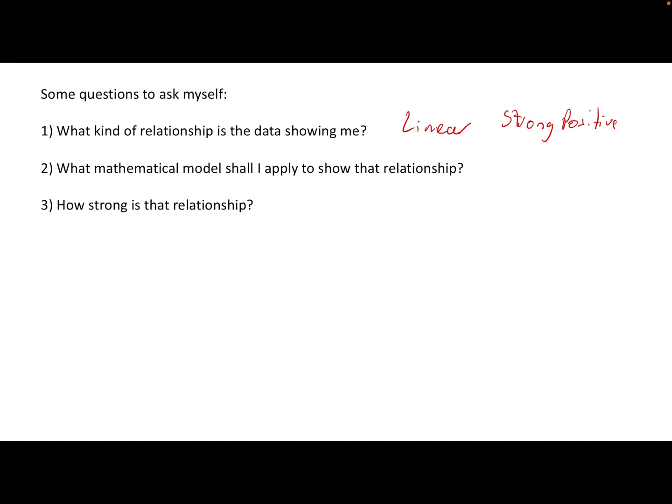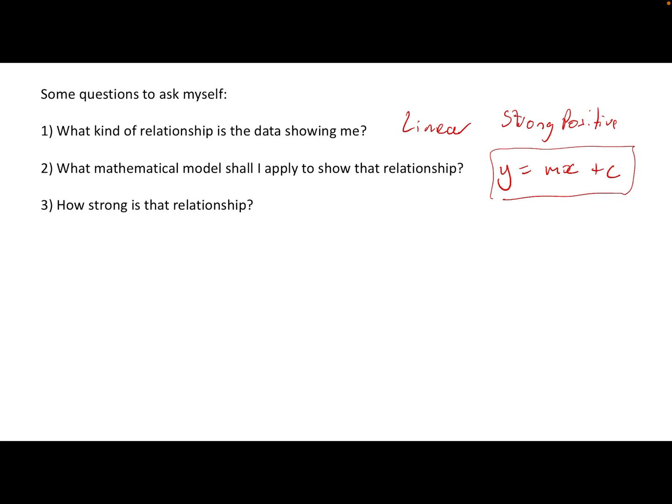Okay? So what mathematical model shall I apply to show that relationship? Well, I'm going to use a straight line, y equals mx plus c. Well, all I have to do is find out what m and c are. Okay? Because I want a linear relationship. I want a straight line to go through it.